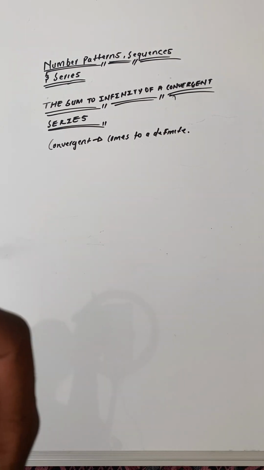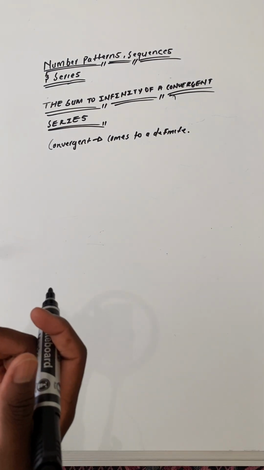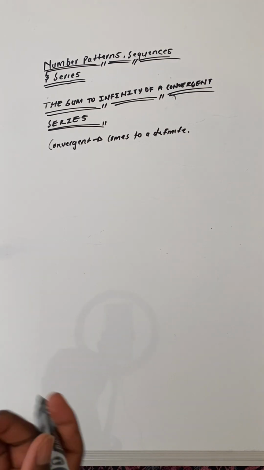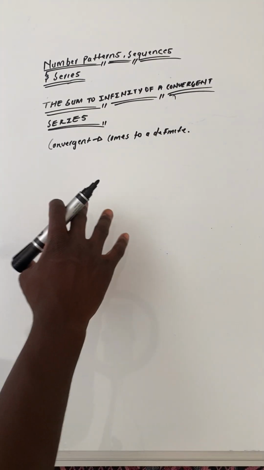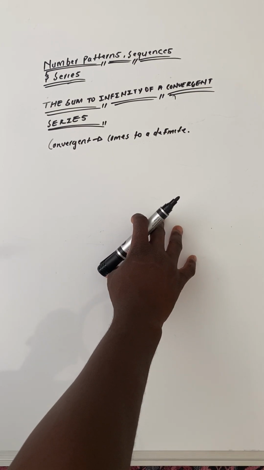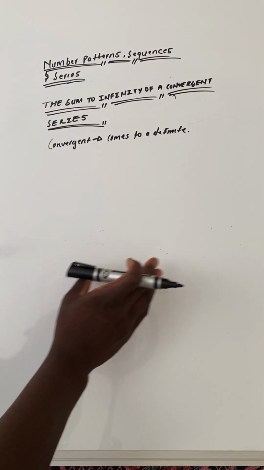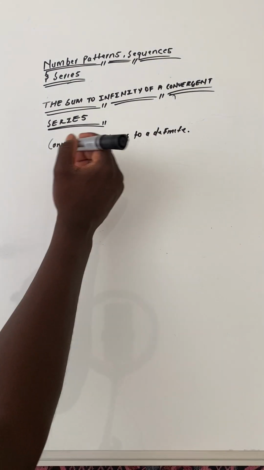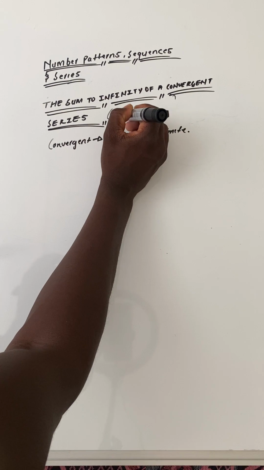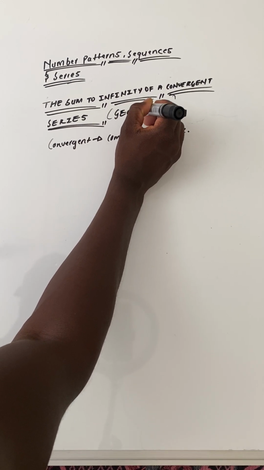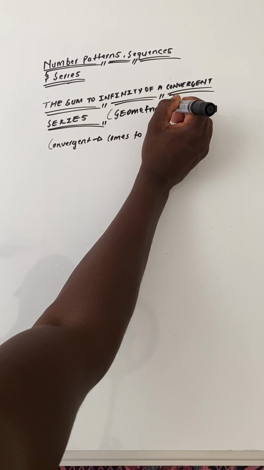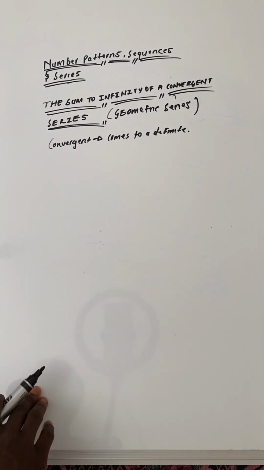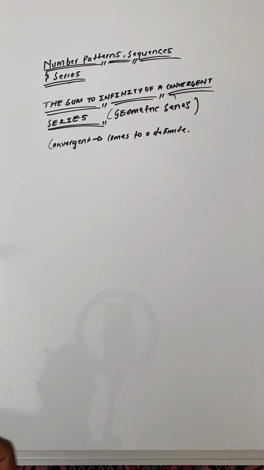The sum to infinity is actually derived from a geometric series. Just know that each and every time we're dealing with a convergent number series, we are dealing with a geometric series. Just to note that there. Okay, now let us continue with examples.